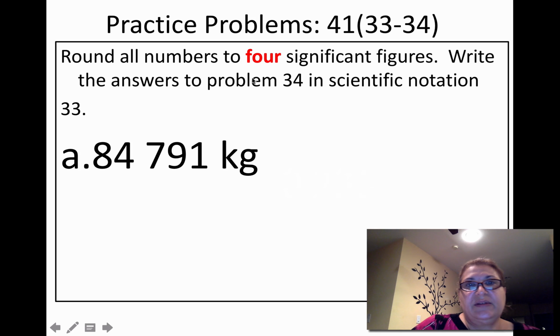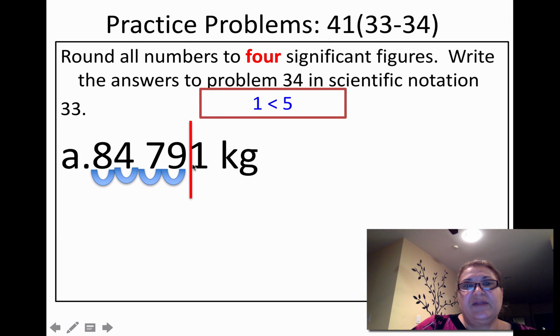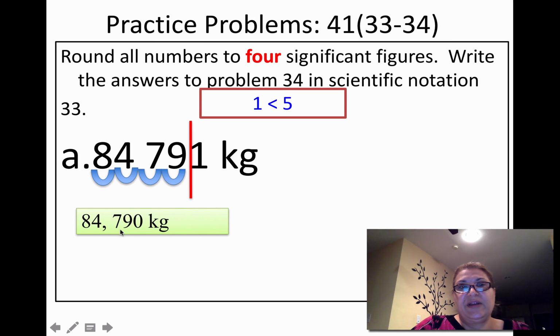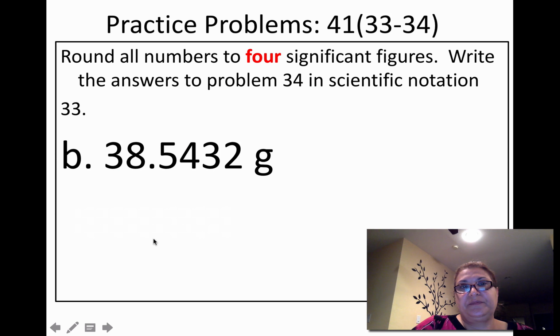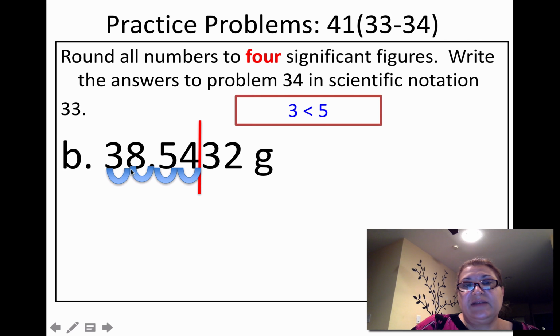Practice problems. Round to 4 significant figures. You count: 1, 2, 3, 4. 1 is less than 5, so you leave the 9 alone and replace the 1 with 0. So 84,790. And then now you count 1, 2, 3, 4. You draw a line. 3 is less than 5, so you leave that 4 alone. And you report it as 38.54.